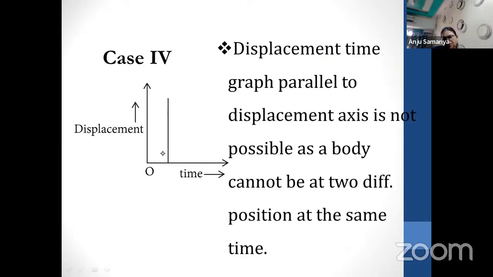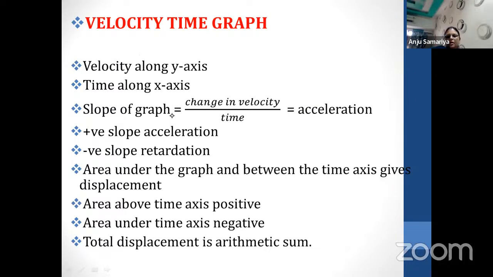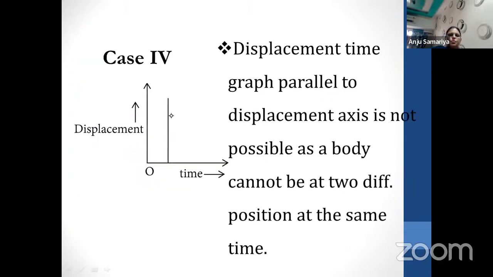This graph is not possible. Why? Because the time is not changing and the displacement is changing. So the body cannot be at two positions at the same time. You see, the time is fixed and displacement is changing, vertical up. So this is not possible.